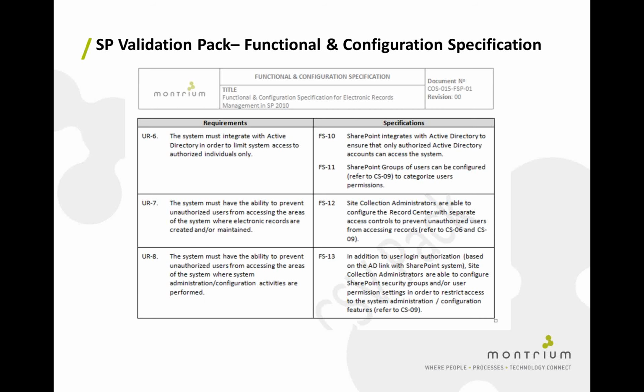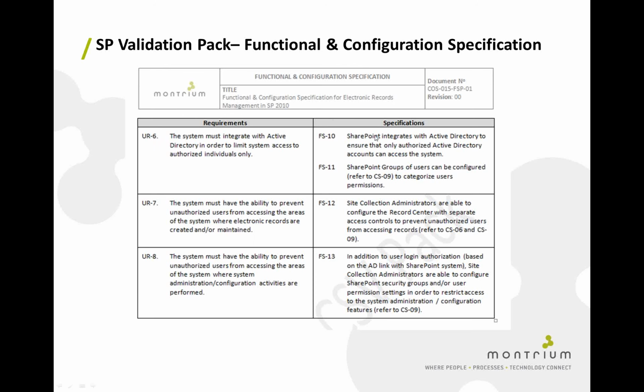So an example of the functional and configuration specification, the first part is really mapping our requirements. So here we can see we have user requirement 6, the system must integrate with Active Directory in order to limit system access to authorized individuals only. So this is really coming from 21 CFR Part 11.